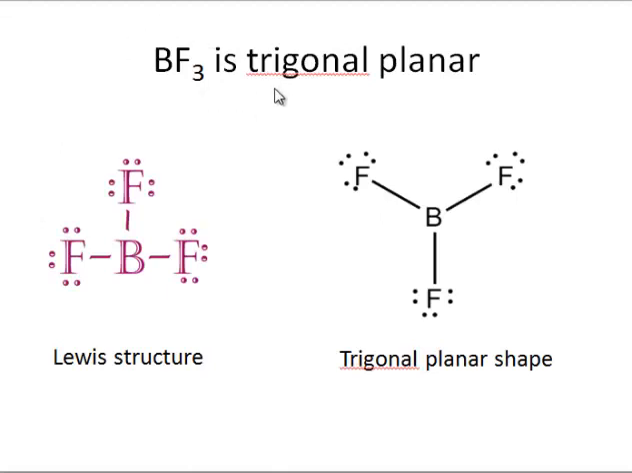Alright, BF3 is a trigonal planar molecule. Here's a correct Lewis structure. Boron is an exception to the octet rule. Here are the fluorine atoms. 3 groups on the boron, they're all bonds, so we predict a trigonal planar shape, which is drawn over here.